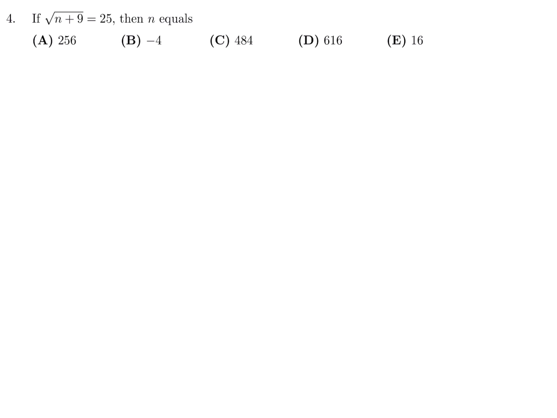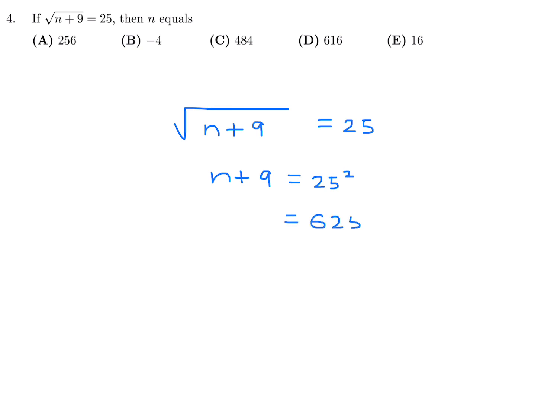If the square root of n plus 9 is 25, then n equals. Square root of n plus 9 is equal to 25. Square both sides, and you get n plus 9 is equal to 25 squared. 25 squared is 625, and that is equal to n plus 9. Then subtract 9 from both sides, and you get 625 minus 9, and that is equal to 616, the value of n. Number 4, therefore, is D.